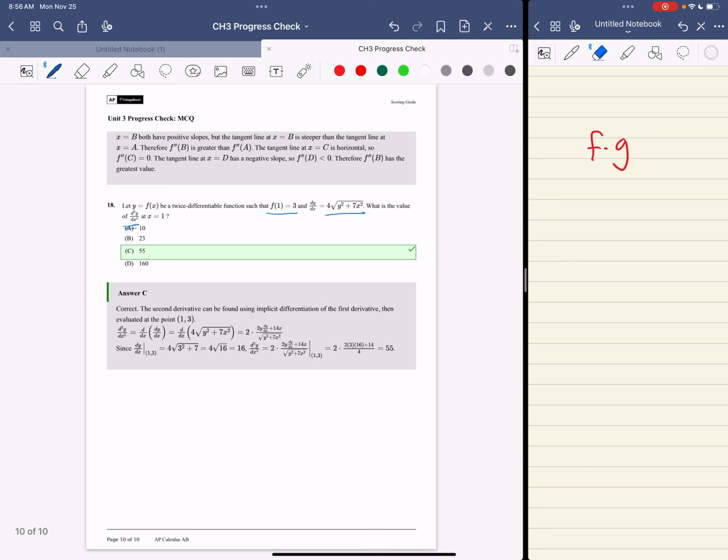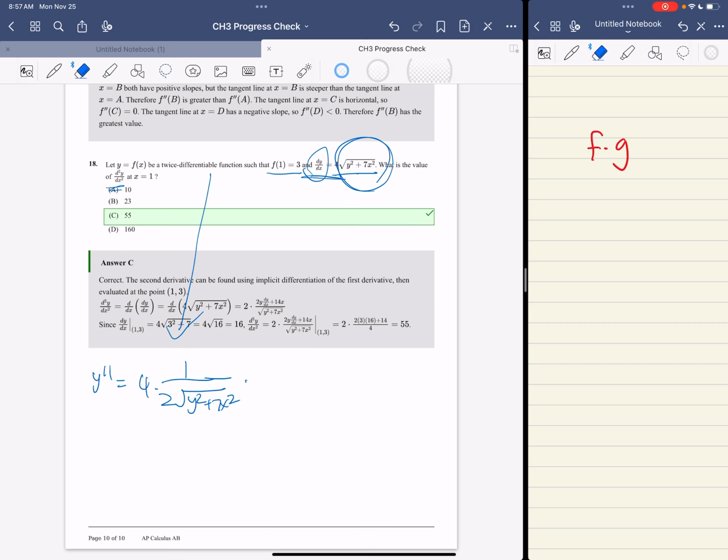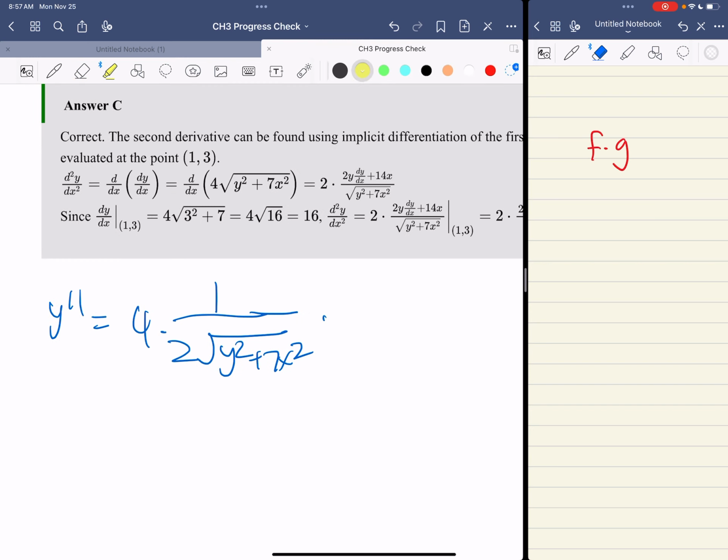When you make a second derivative, that's dy/dx, so this means y double prime. Y double prime is 4 times... do you remember the square root? Same thing as 1 over 2 square root of y squared plus 7x squared, times the derivative of the inside, which is 2y times y prime plus 14x.